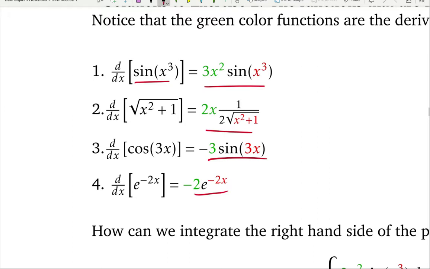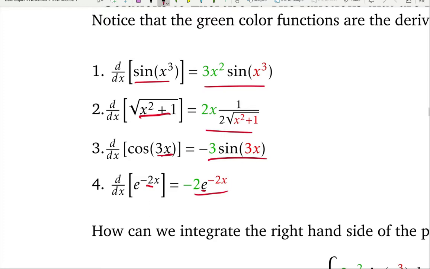They are the inside functions, right? x cube is the inside part of sine, the big function. x square plus 1 is the inside part of that square root. Cos 3x is the inside function of cosine, the big function cosine. Negative 2x is the inside function of the exponential function, right? So the red parts are the inside functions.